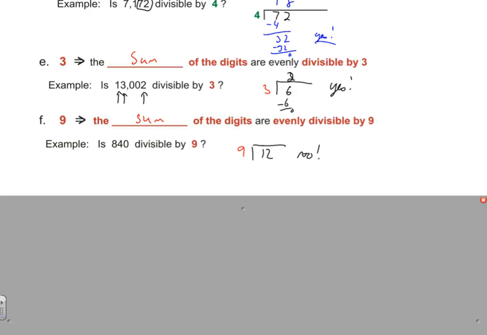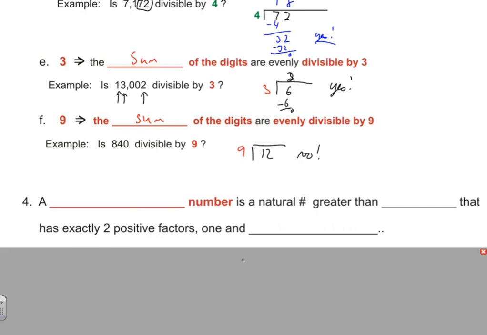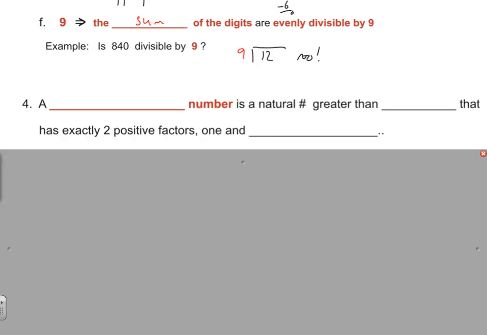Is there a divisibility rule for 7? No. You're going to have to divide the number by 7 and see if it divides evenly. Is there a divisibility rule for 11? No. You have to divide the number by 11 and show that it divides in evenly. 13? No. Divide it by 13. You follow? Okay. Very good. Let's talk about prime numbers.